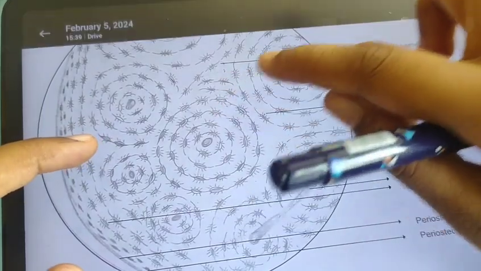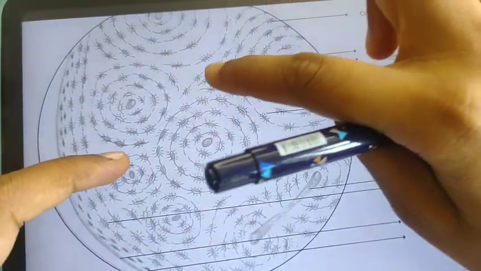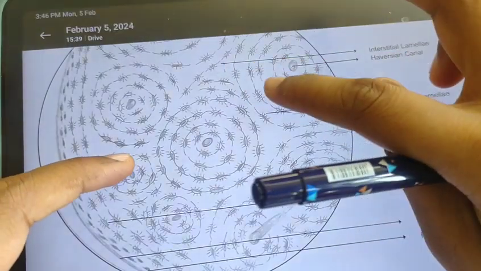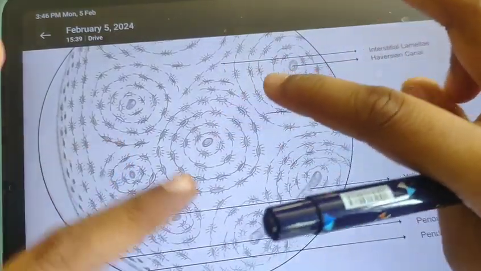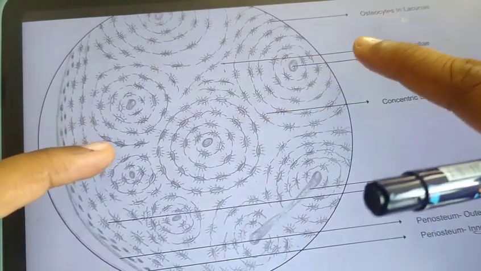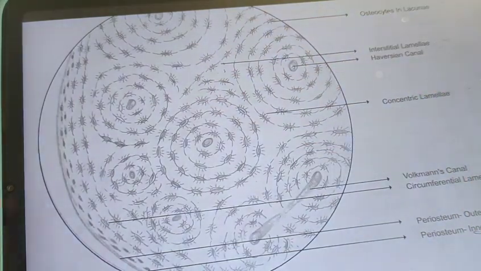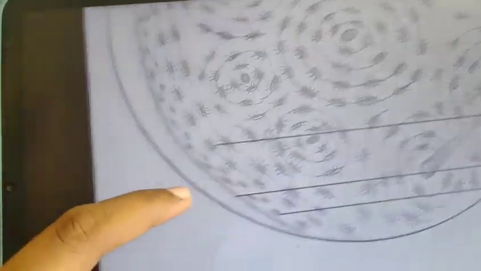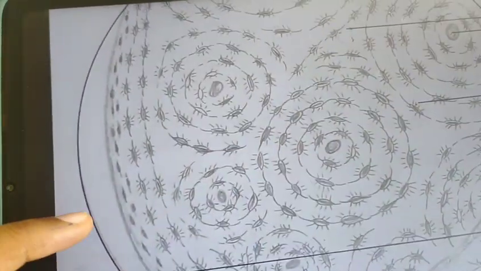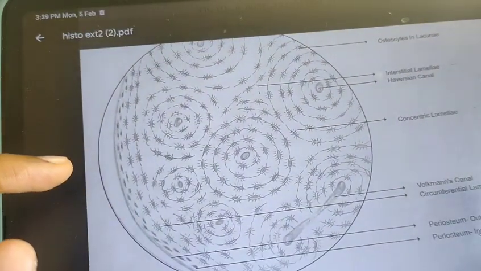In between two concentric lamellae, or in between two Haversian systems, we have lamellae called interstitial lamellae. Inter means in between any two. And the lamellae which is below the periosteum is the circumferential lamellae. This is a circumferential lamellae.